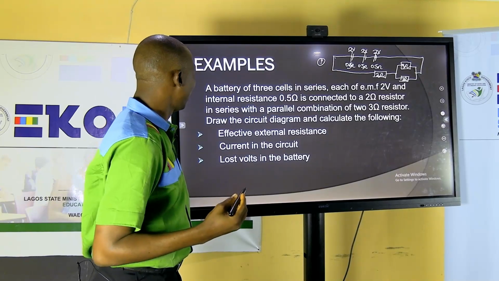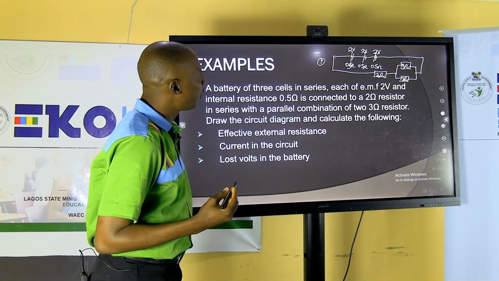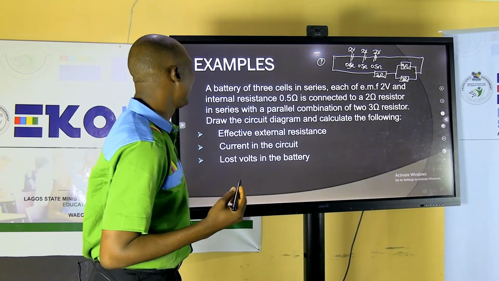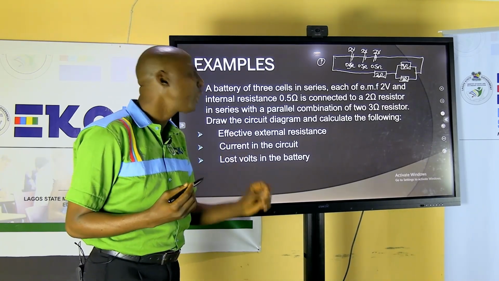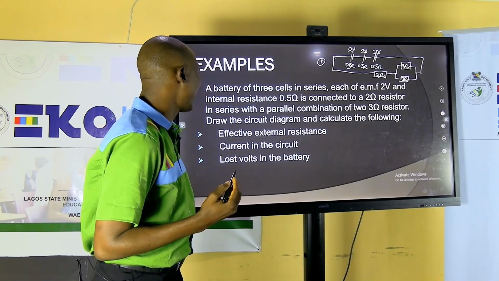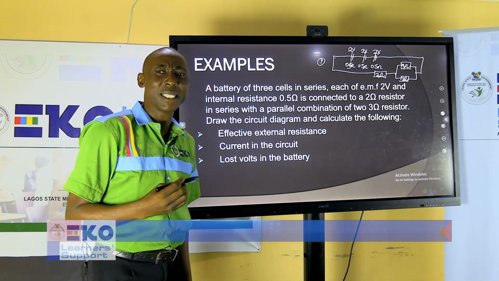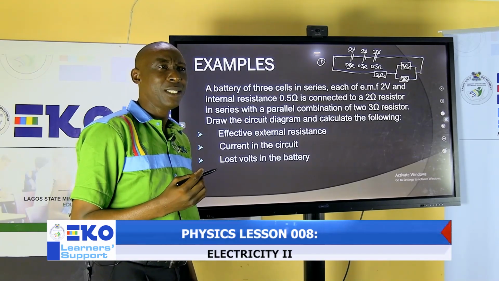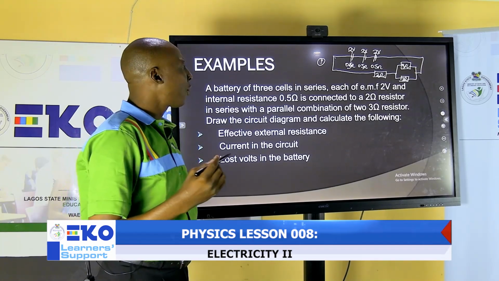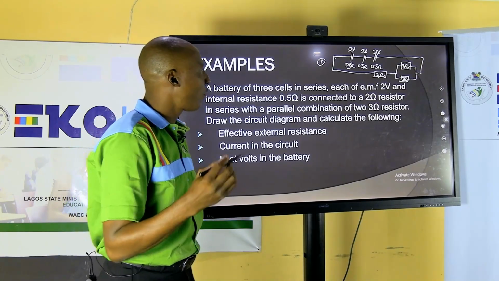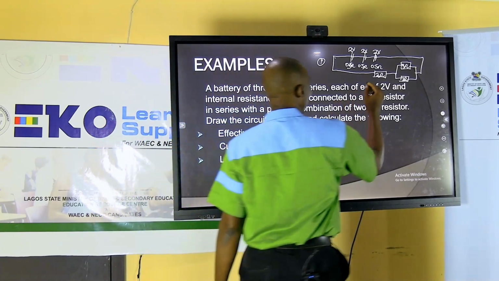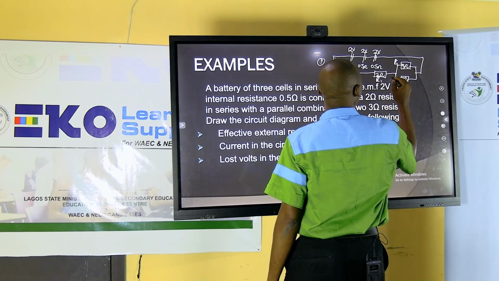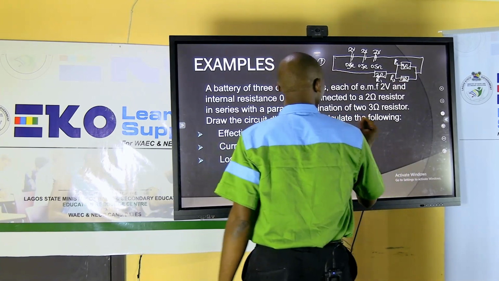When we talk about effective resistance, we have both internal and external resistances, but we have been restricted to external resistances. In these external resistances, we have both parallel and series combination. In order for us to solve it, we take care of the parallel first. So I will label them R1, R2, and R3 for ease.